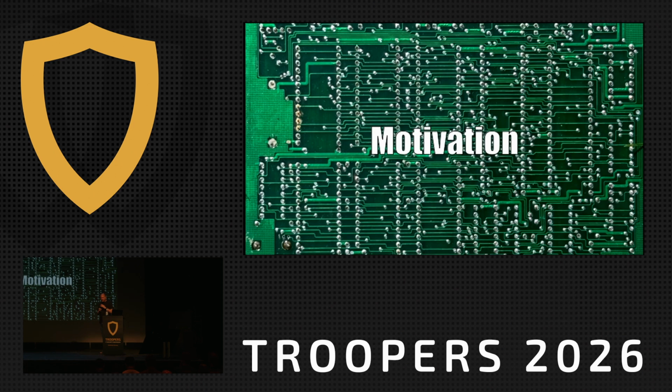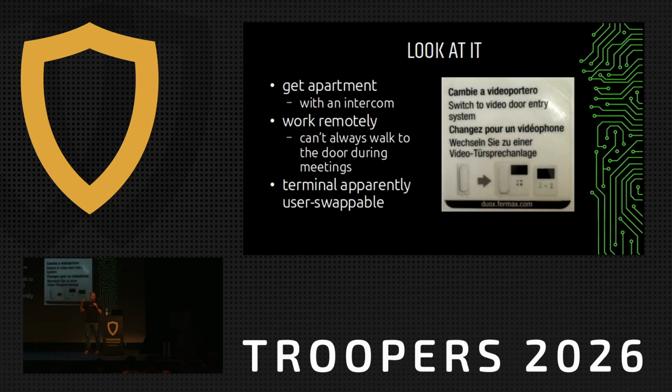Basically what happened is I got an apartment, and for the first time ever, I got an apartment that had an intercom in it. It was a new thing for me, and I looked at the terminal, and it had a sticker on it that basically says, if you want to, you can take your phone unit, as it's called, that you have in your apartment, take it away, and put a different one, and it will just work.